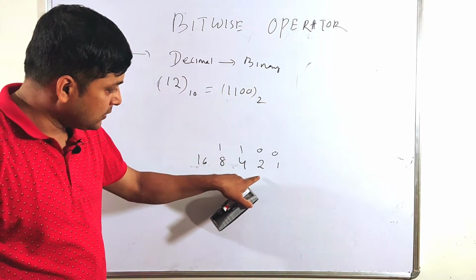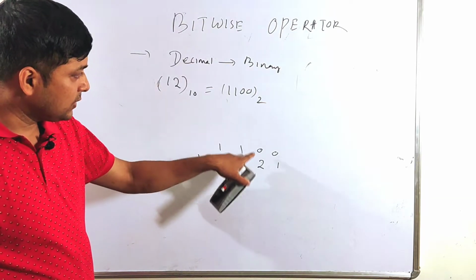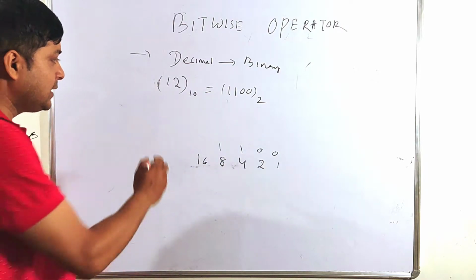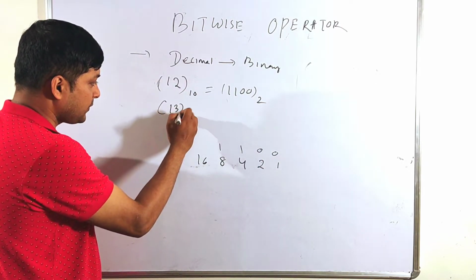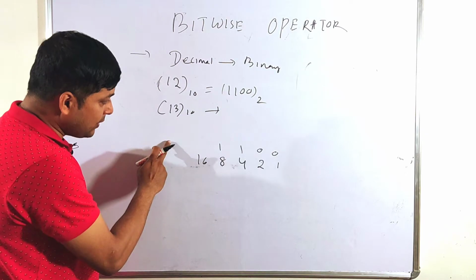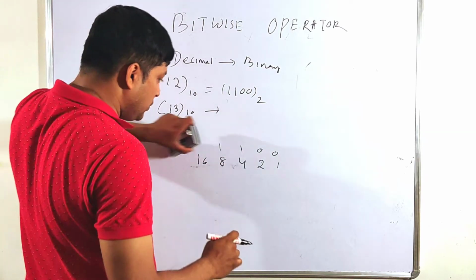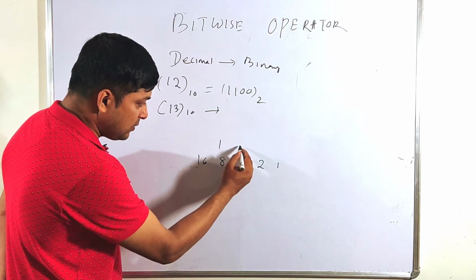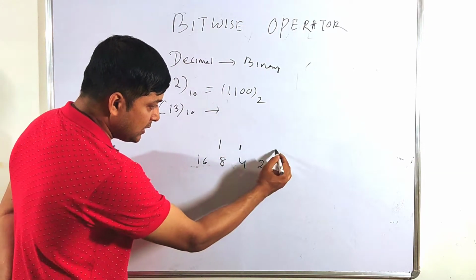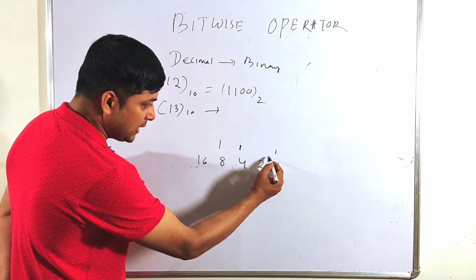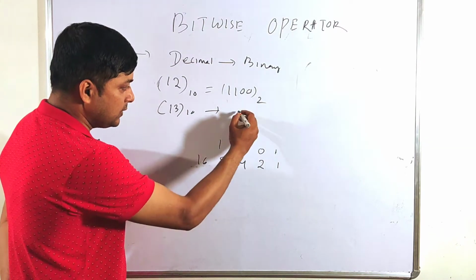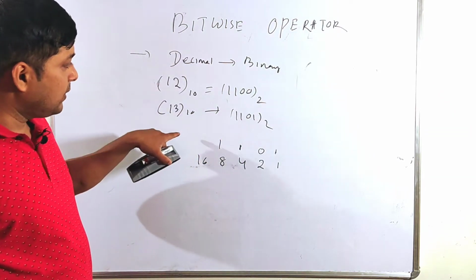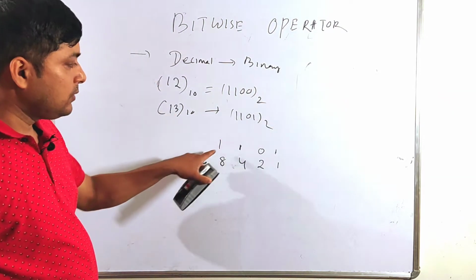Which values add up to 12? 8 and 4 add up to 12, so put 1 1, and the other values get 0. Another example, I am taking 13. Which values add up to 13? First take 8, then 4 makes 12, then 1 makes 13. So the last one became 1, and the answer is 1 1 0 1. This way you can calculate decimal to binary.